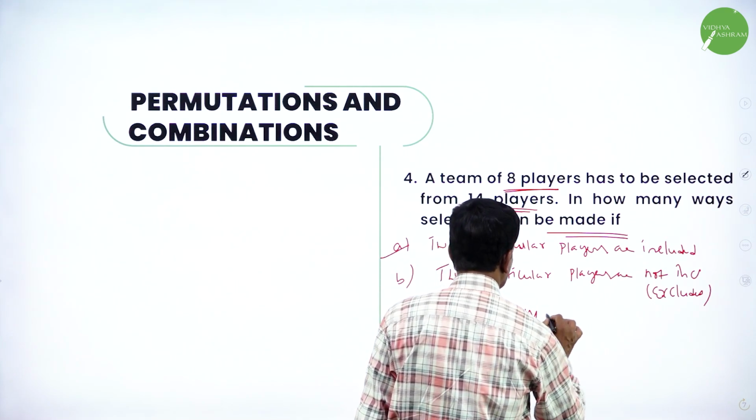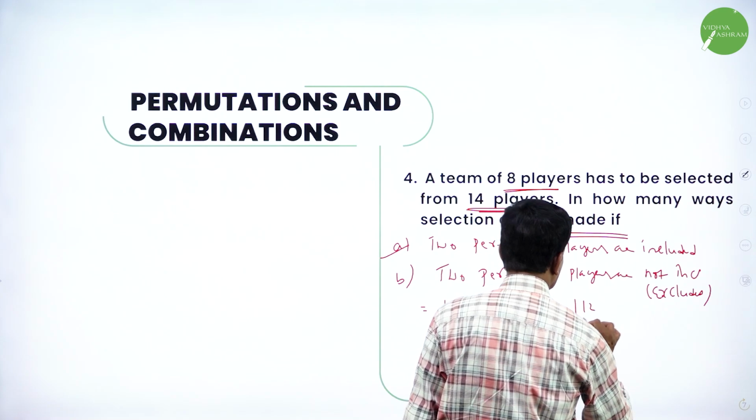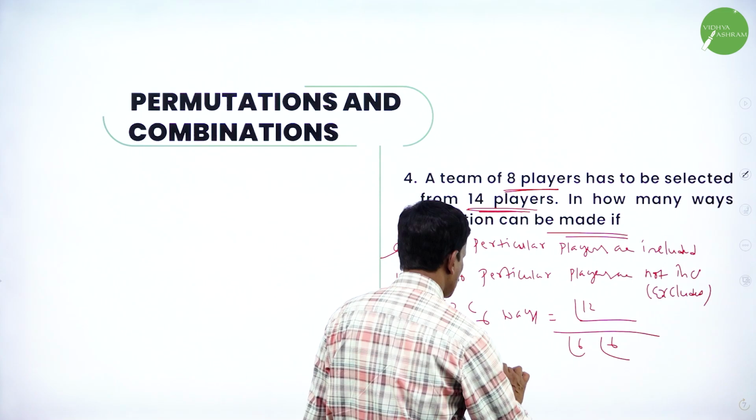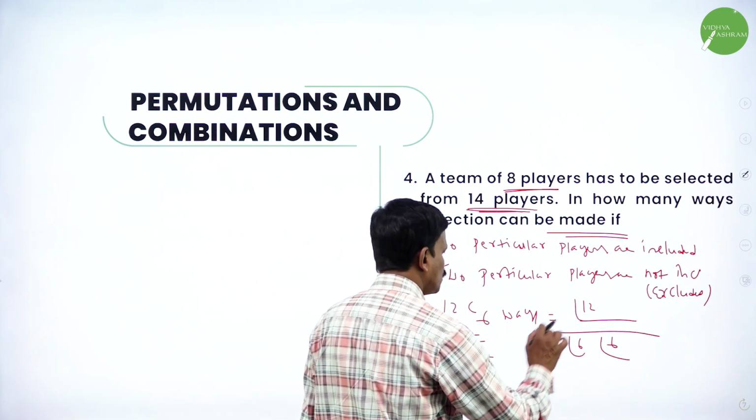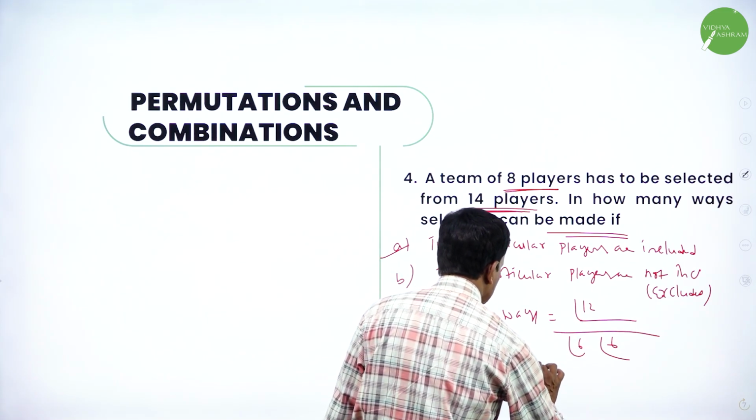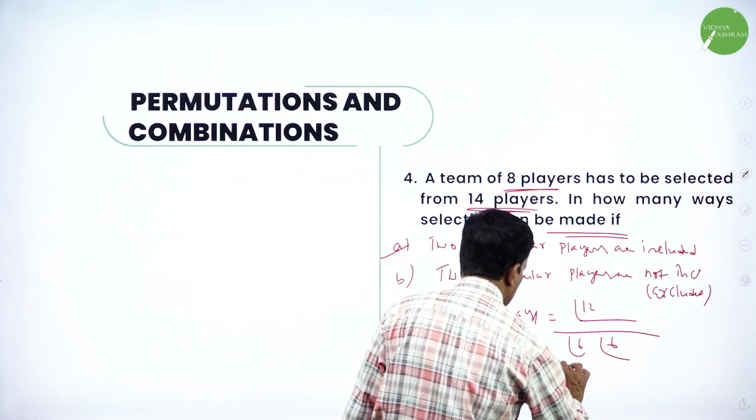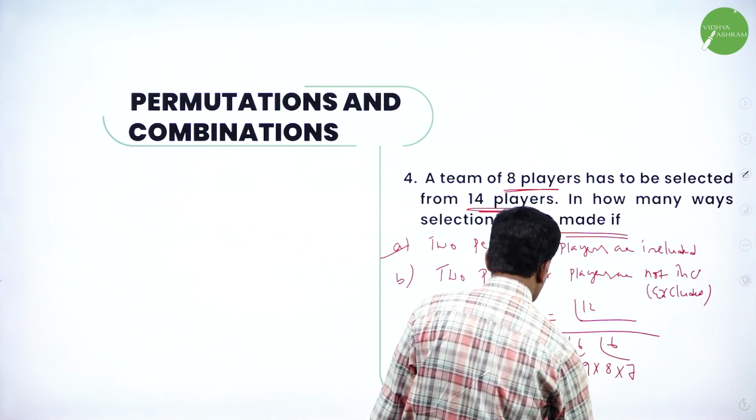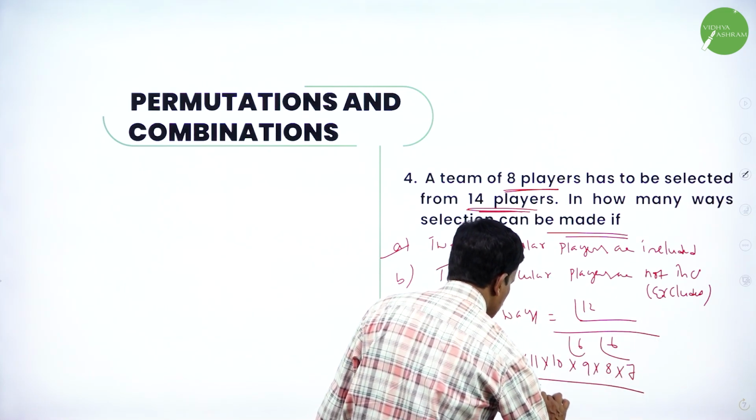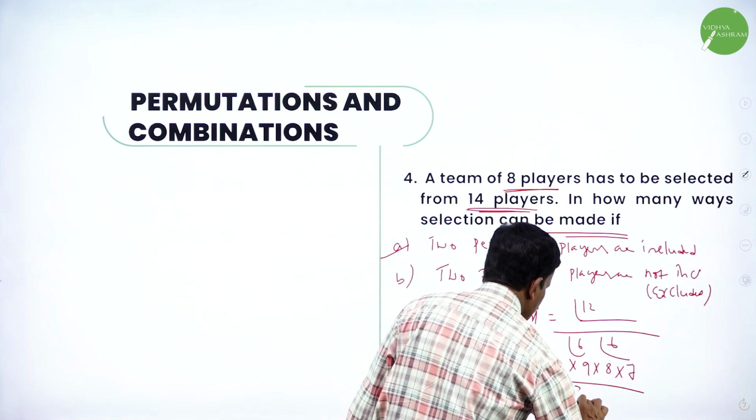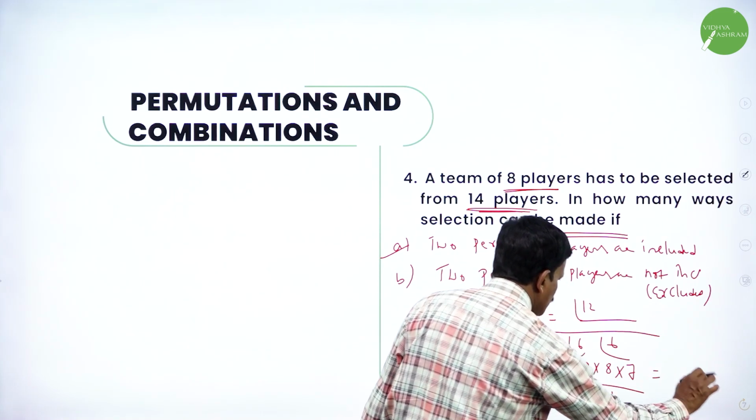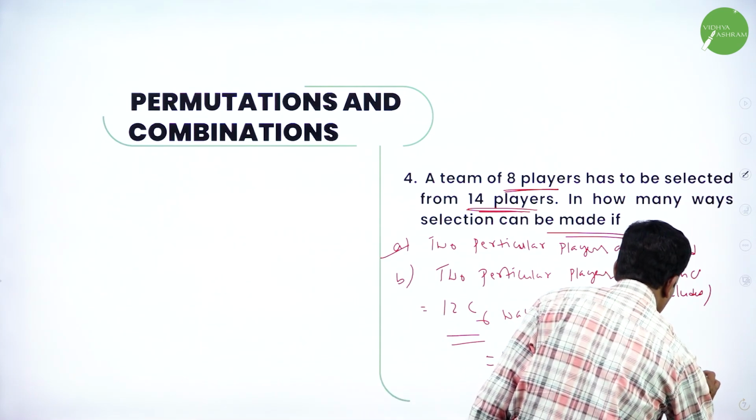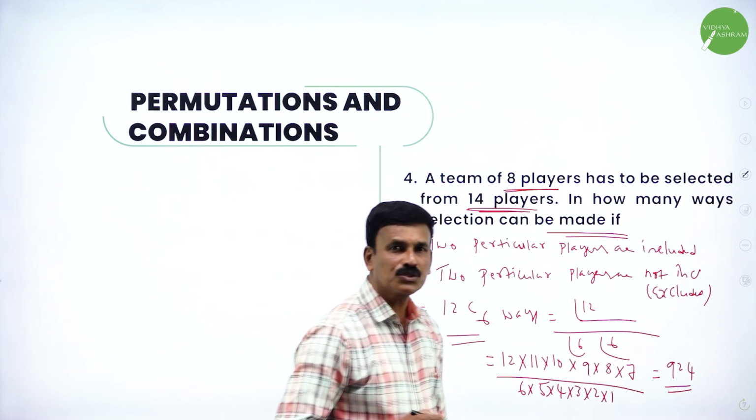So what is this equal to? If we simplify this, factorial 12 divided by factorial 6 into 12 minus 6, which is 6 factorial. In the numerator you will get 12 into 11 into 10 into 9 into 8 into 7 into factorial 6, which gets cancelled. Again 6 into 5 into 4 into 3 into 2 into 1. If you simplify, this is equal to 924 ways.